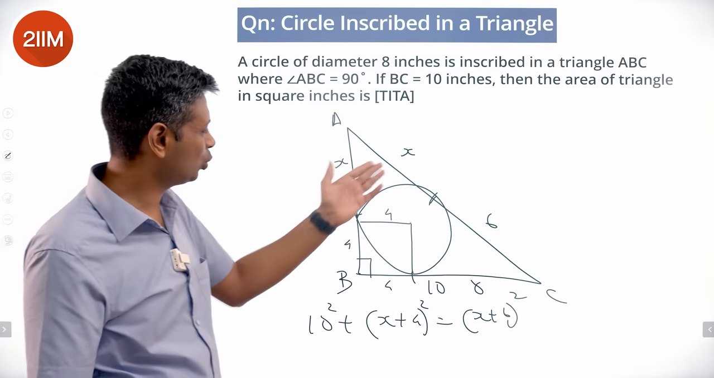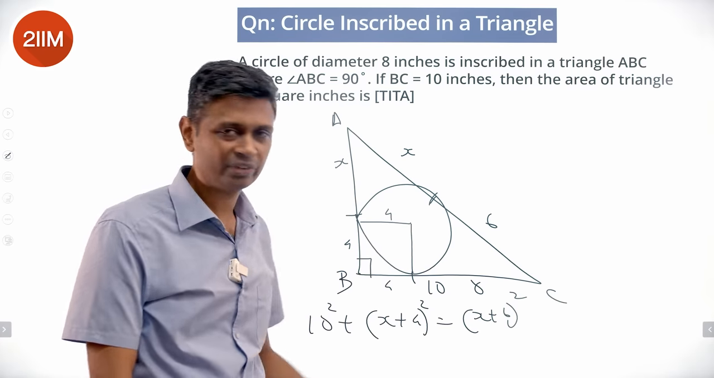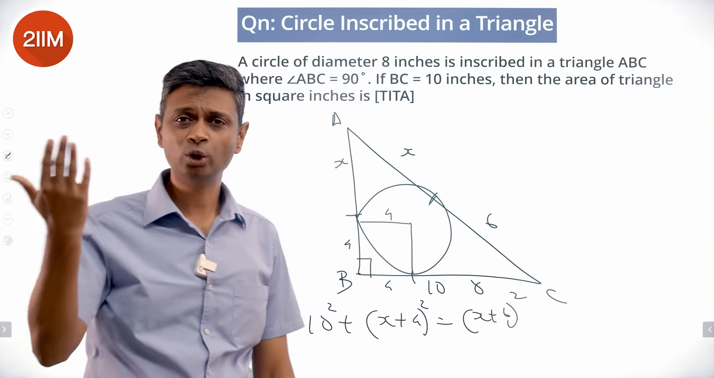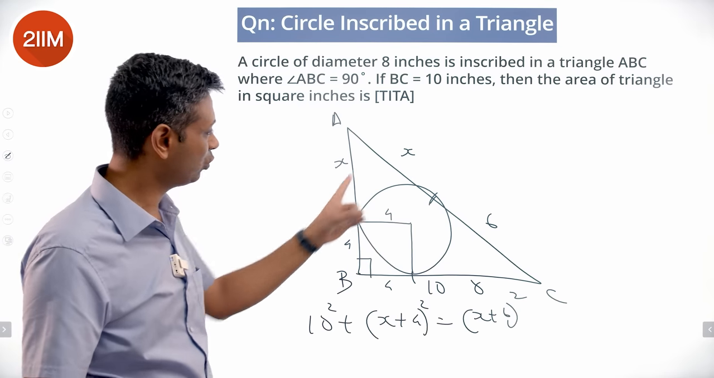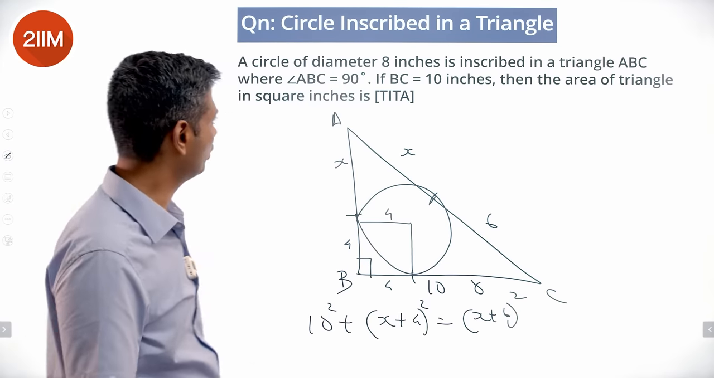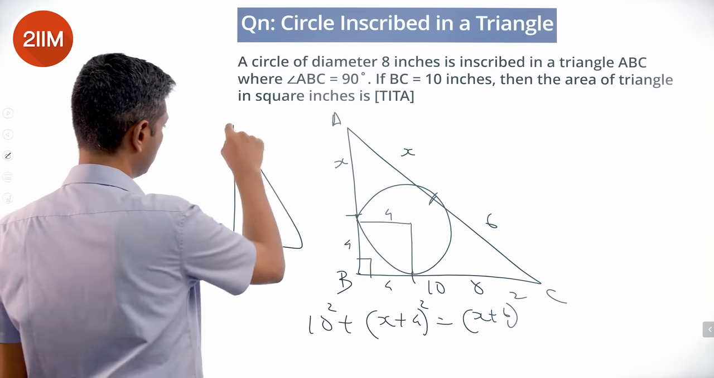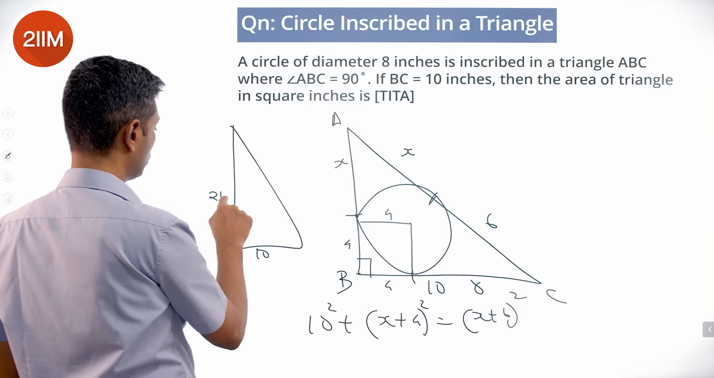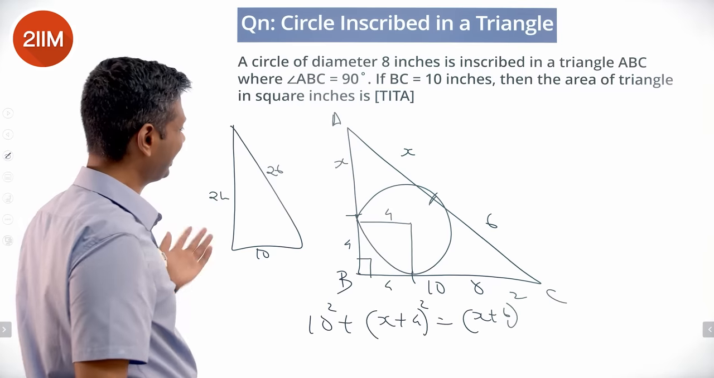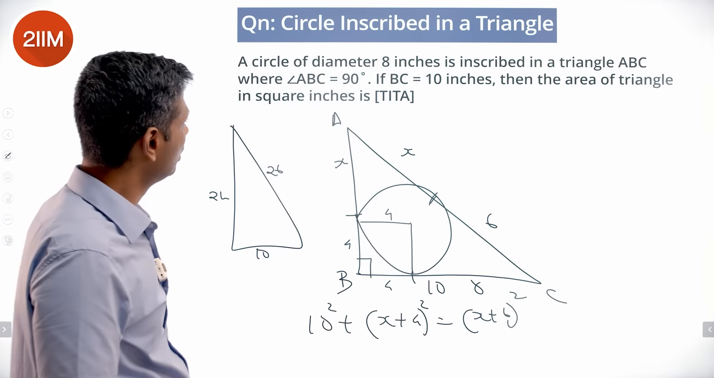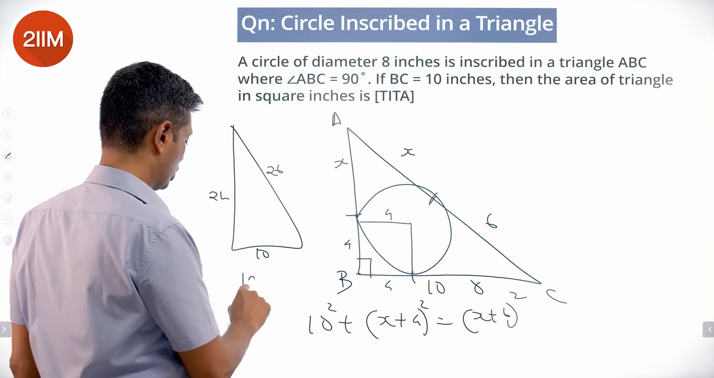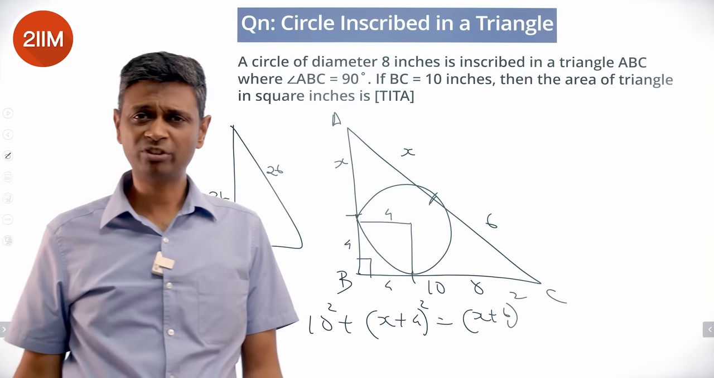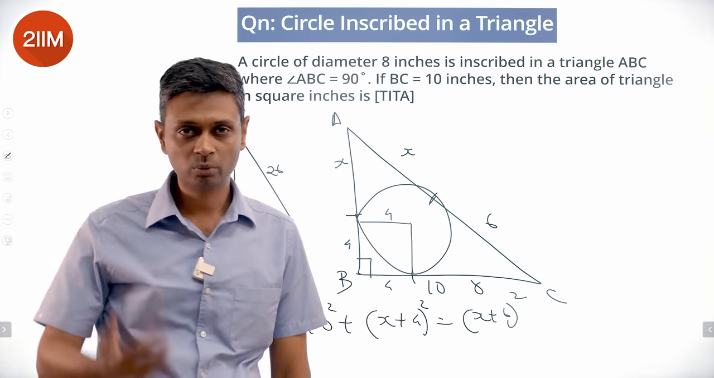These two are 2 apart and 10 is one of the 5s. 5, 12, 13 into 2. 10, 24, 26. We are done. 10, 24, 26 is the triangle we're looking for. This triangle will tick all the boxes. Area of the triangle is half into 10 into 24. 12 into 10, 120 square units. Half into base into height, half into 10 into 24, 120 square units.